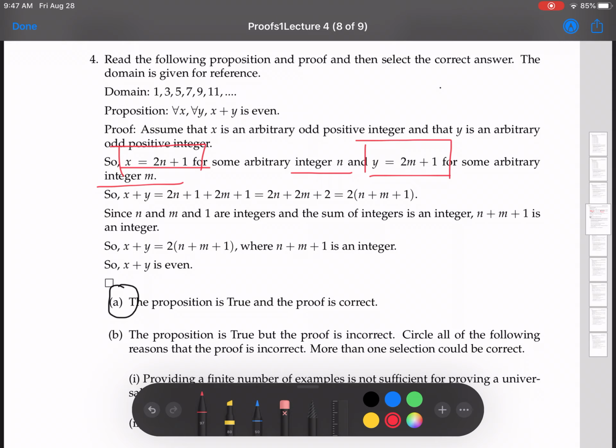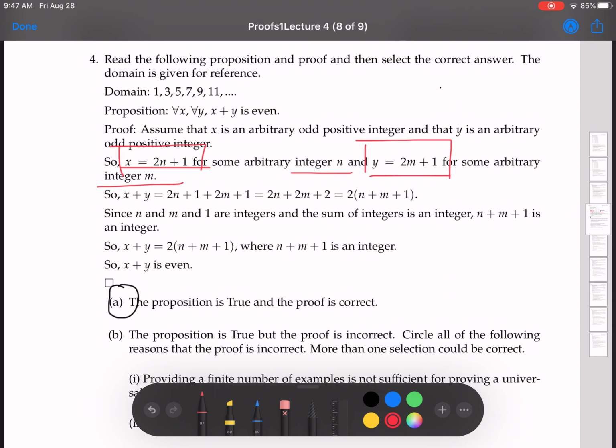So I've clearly stated: X is odd, Y is odd. What does that tell me? That tells me that X is 2n plus 1 for some integer n. That's a very important part. And that Y is 2m plus 1 for some integer m.